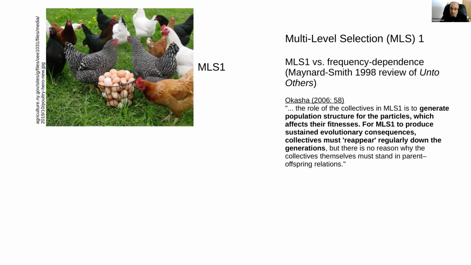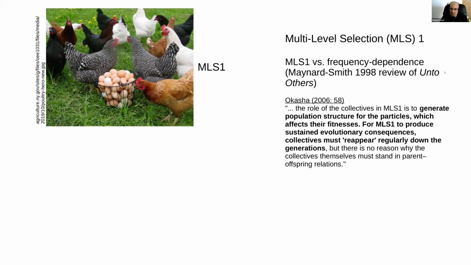So multi-level selection 1 is, like I said, similar to frequency-dependent selection. And some of you, maybe you're fans of John Maynard Smith. He was quite critical of group selection. In his 1998 review of Sober and Wilson's book, Unto Others, he basically said, well, why do we have to come up with this extra bit of jargon? I don't know if he actually used that term, but he didn't phrase it very nicely. He said, well, it's just the same thing as frequency-dependent selection.